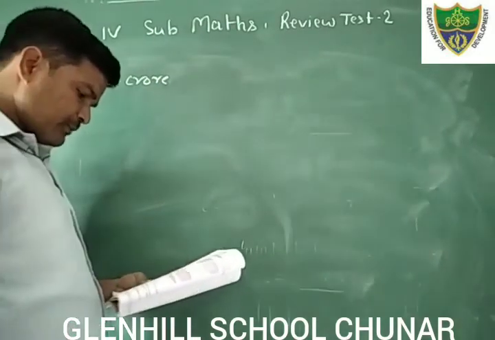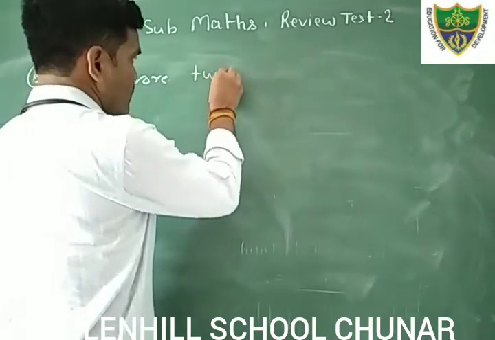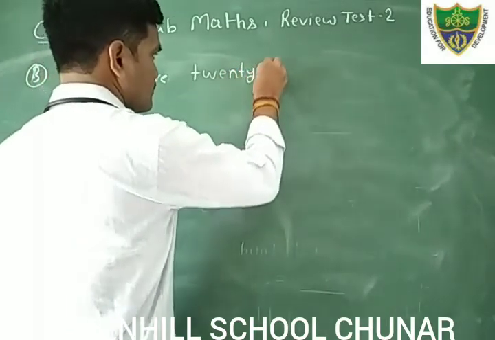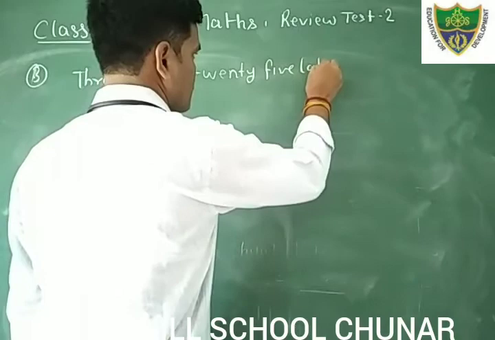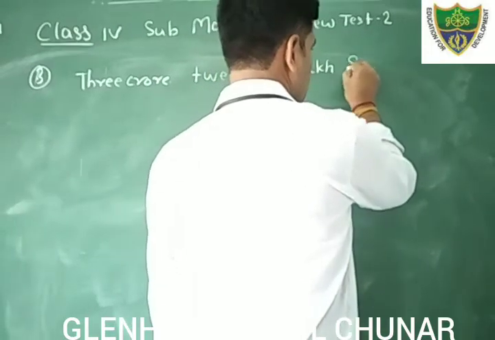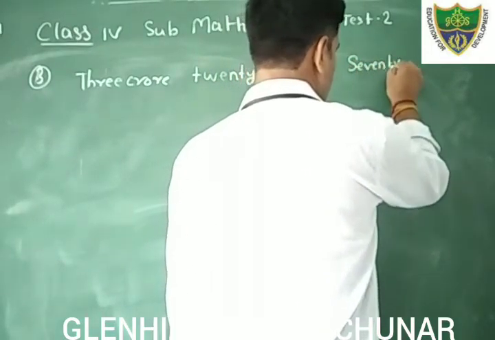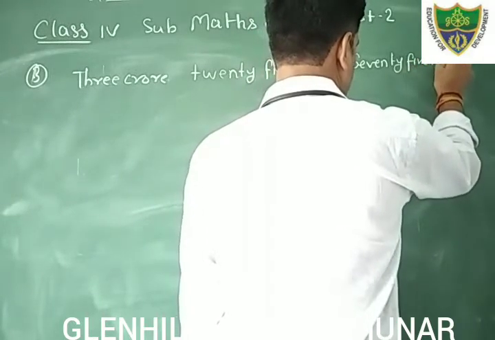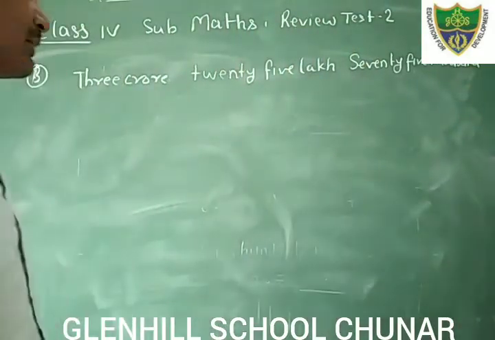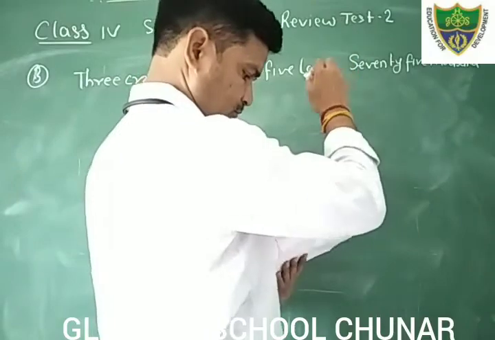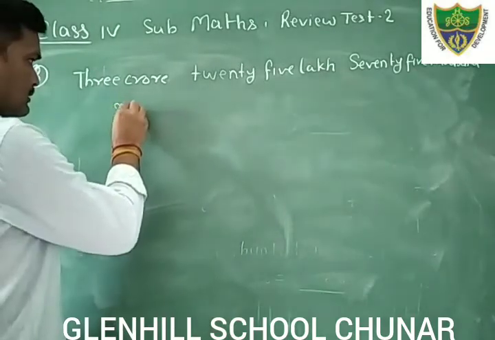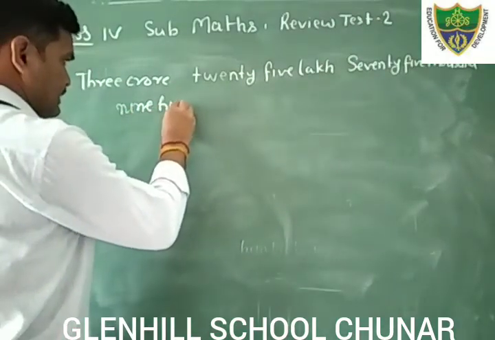The given number is 3 crore. Then 25 lakh. Then 75,000, then 950.